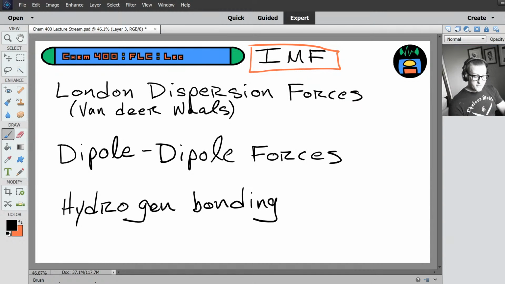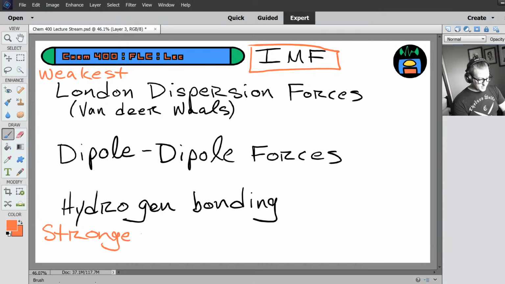All right. And if we were to rank these forces from the weakest to the strongest, the weakest would be London dispersion, the strongest would be hydrogen bonding, and dipole is in the middle. They're listed from weakest to strongest. I want to let you know up front, we'll discuss why, and you'll see why as we talk about each one of these forces. But these are how they're ranked from weak to strong.